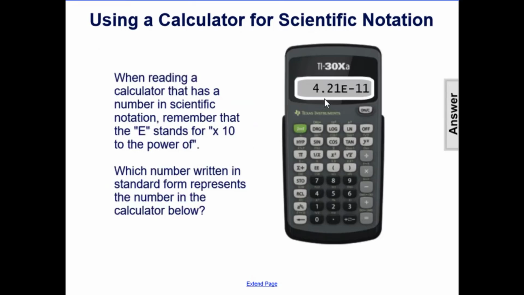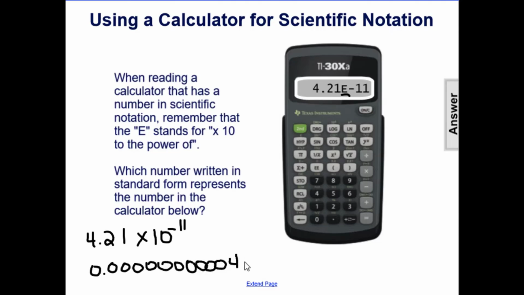Again, we can look at our calculator and remember that the E is still times 10 to the power of even if the exponent is negative. So which number written in standard form represents the number in the calculator below? Again, in scientific notation, it would be 4.21 times 10 to the negative 11 power. So that's a really, really small number. It would be 0.10 zeros and 4, 2, 1. So again, it's much easier to read on the calculator with the E instead of having 10 zeros. It might not even fit all the way on your screen.